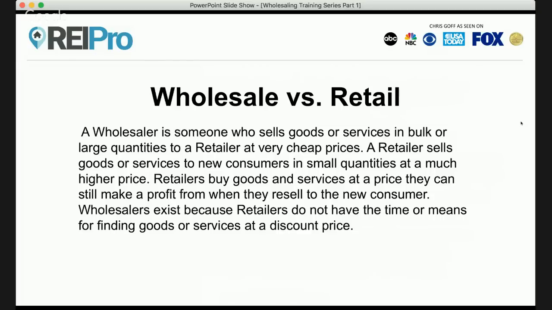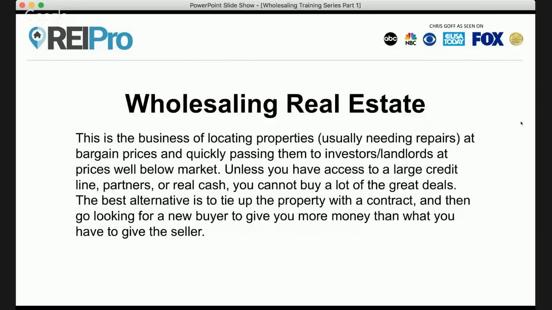So every business has a wholesale and retail side. A wholesaler is someone that sells goods in bulk, large quantities, to retailers at cheap prices. Retailers then sell it at what we call retail price. So a wholesaler comes in and grabs a property at a low discounted price and then passes that on to what we call a retailer, who goes in and fixes up the property and then sells it at a retail price. And this is basic business practice for almost every kind of business. There's usually a wholesaler and a retailer.